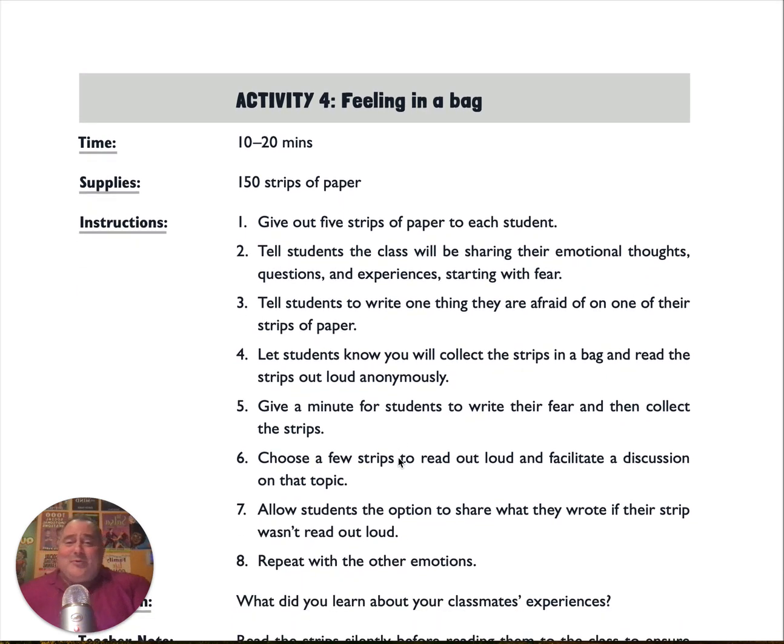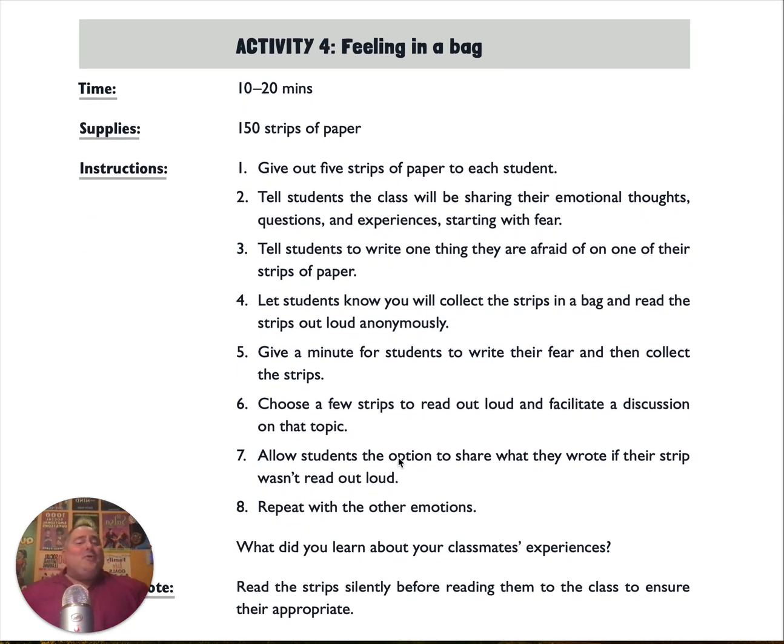Activity 4, if you so choose, feelings in a bag. Have 150 strips of paper. It takes a little bit of preparation here. Give out 5 strips of paper to each student. Tell the students the class will be sharing their emotional thoughts, questions, and experiences, starting with fear. Tell students to write one thing they're afraid of on one of their strips of paper. Let students know you will collect the strips in a bag and read the strips out loud anonymously. So, you can't pin it to that student.